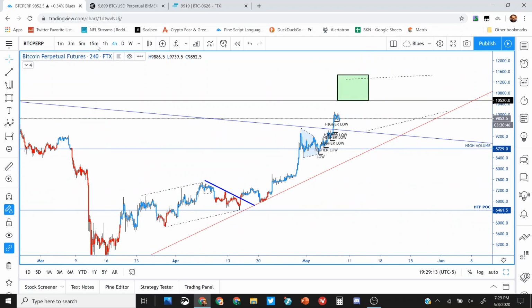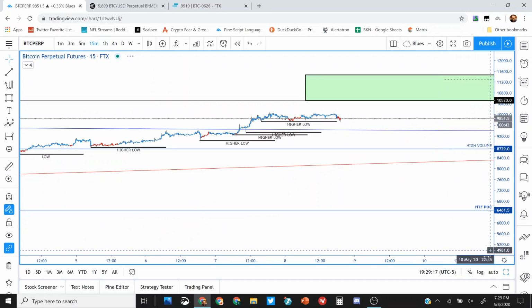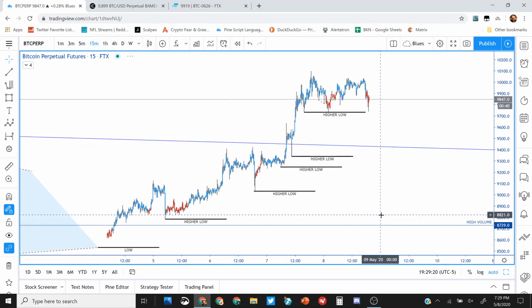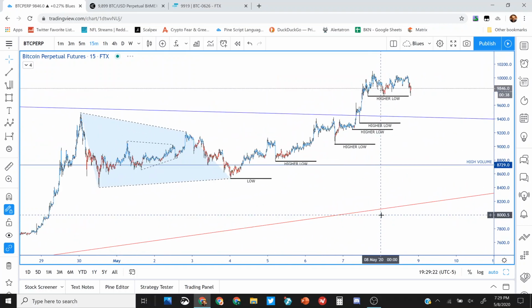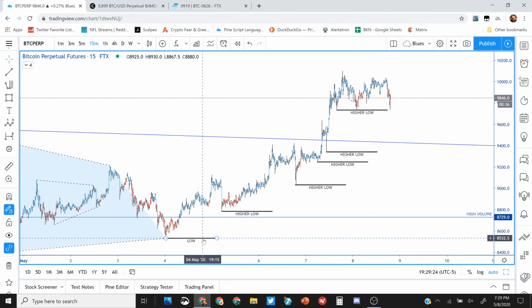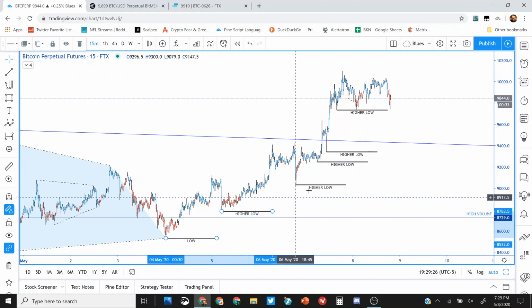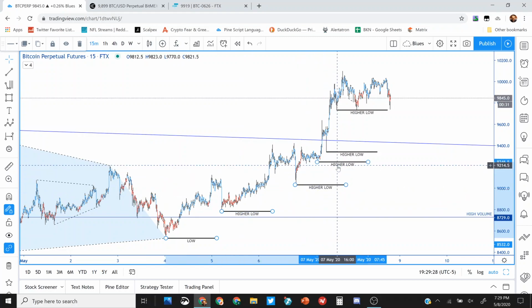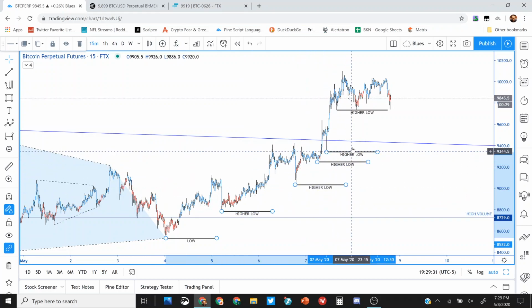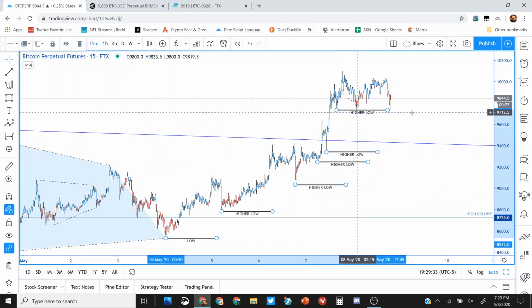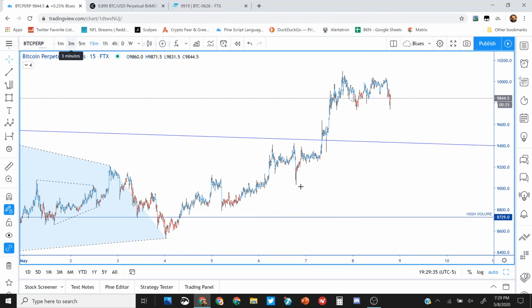Now, I marked out all these higher lows on the low time frame. I think I'm about to delete them. I guess I'll just hide them for right now. So you can see on the 15-minute, these held very well. They look beautiful so far.